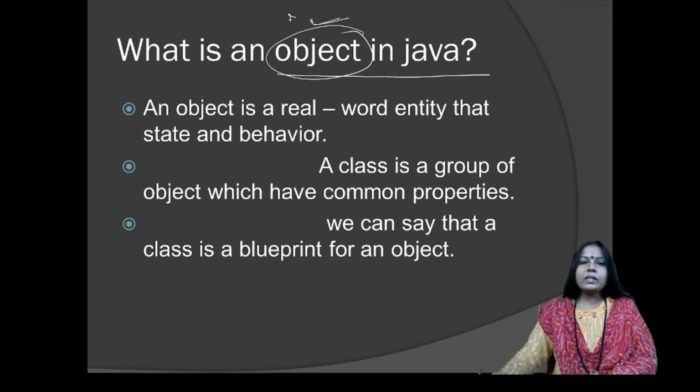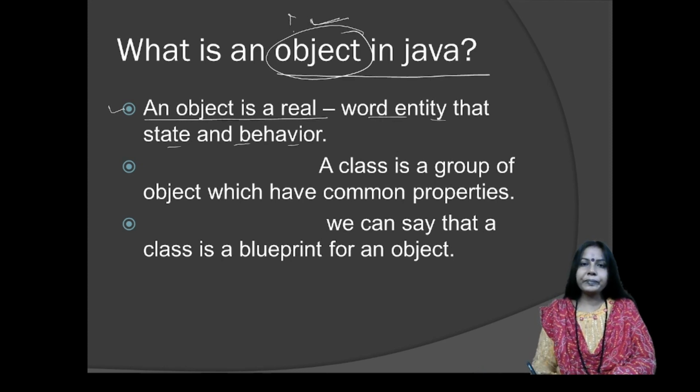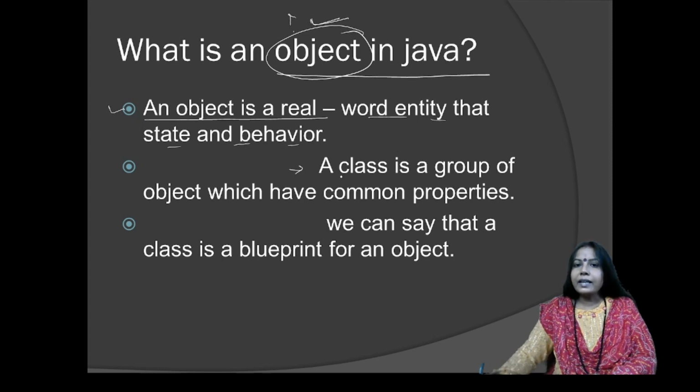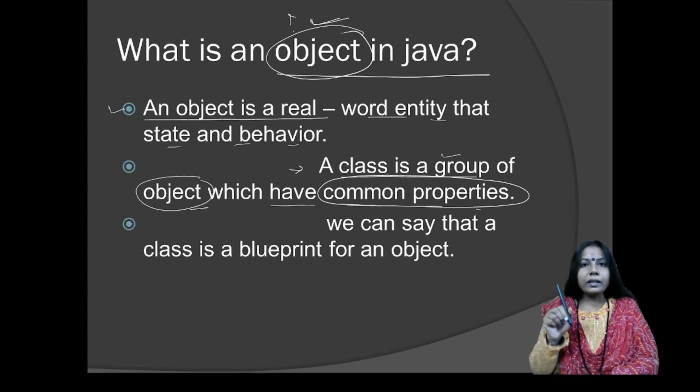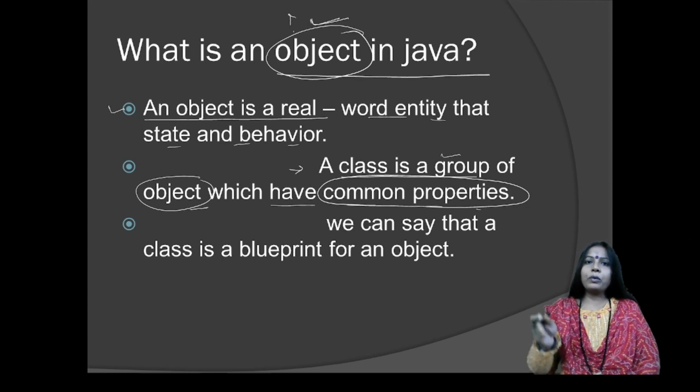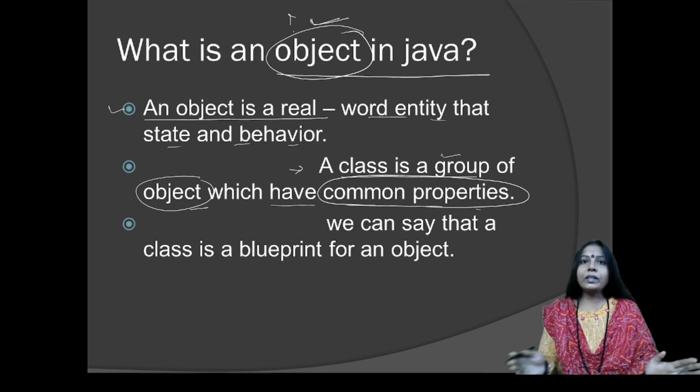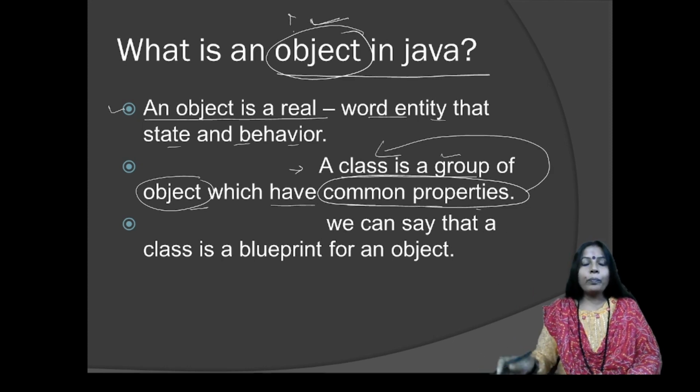Okay. So at first, what is an object? Object क्या है? In the simple way, we can say that an object is a real world entity that has state and behavior. What is a class? A class is a group of objects which have common properties. Notice this. For example, marker, table, chair, bench, book, whiteboard, blackboard, laptop, projector. What is that? That's having the common properties. That will be called the group of that particular class.